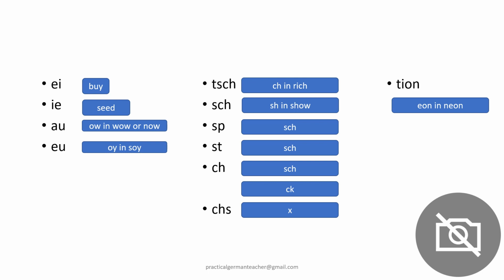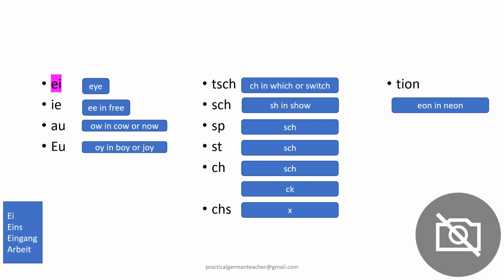Let's start with the combination E and then I. So whenever you see E followed by I in a sentence, when you're trying to pronounce this, think of the word "by" and the I part of "by", and that is how you pronounce EI in a word. Examples: Ei, eins, Eingang, Arbeit; egg, one, entry, work.